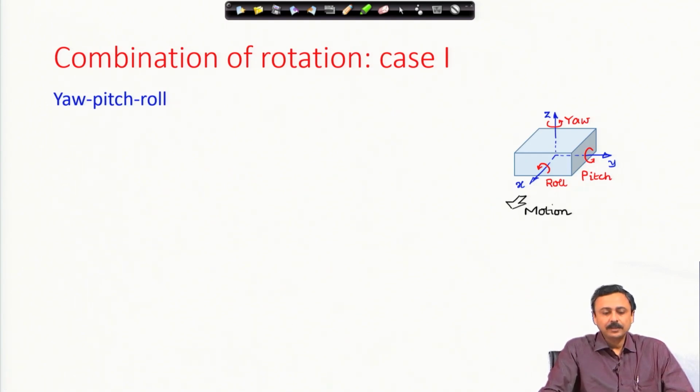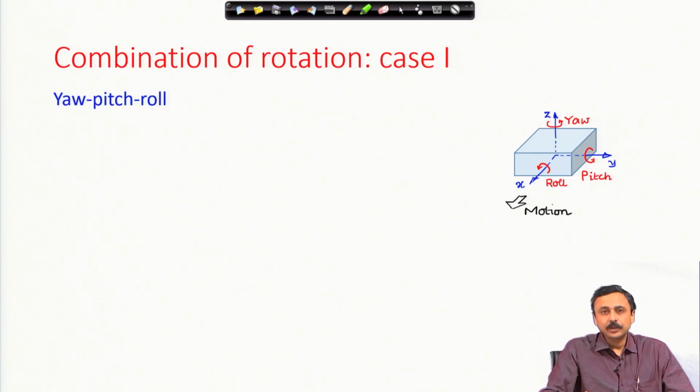Now, we will look at this example of yaw pitch roll, a combination of rotations. This is a very useful combination of rotations. In rigid body dynamics, when they are studied, a very common way of representing the orientation of a rigid body is to use these yaw pitch roll coordinates.